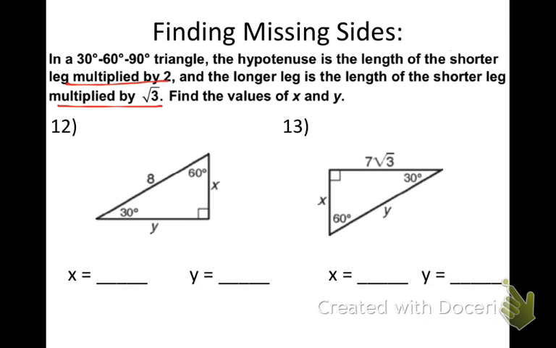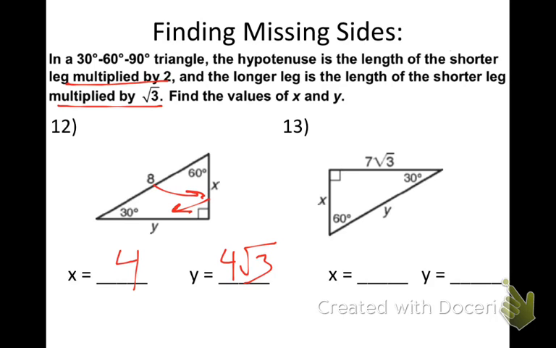All right, Phil, what did you get for number 12? You find x first, hopefully, right? X is 4, which means y is 4 square root of 3. Nice job. Again, the relationship there is half, then take that one times the square root of 3.